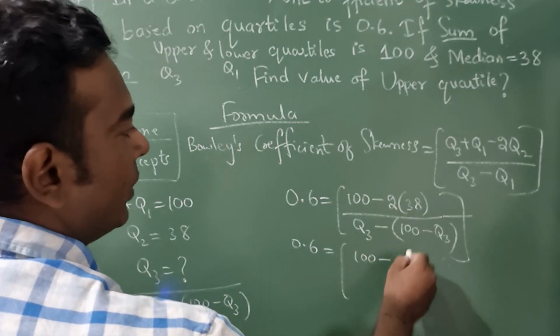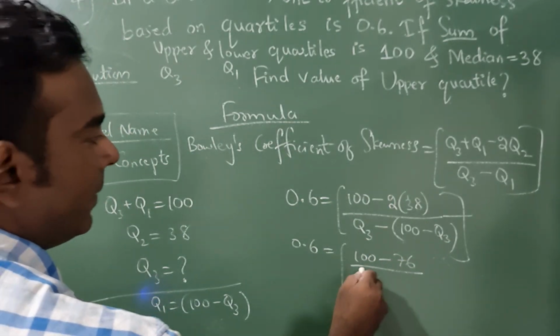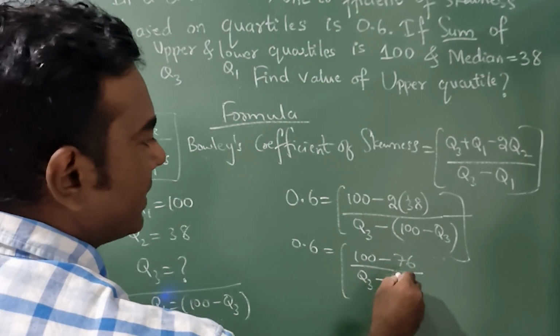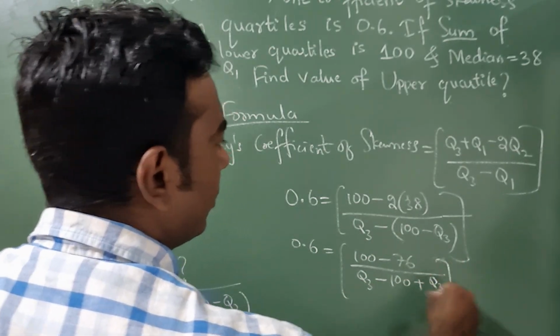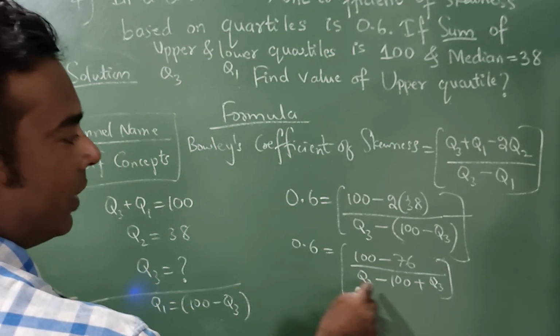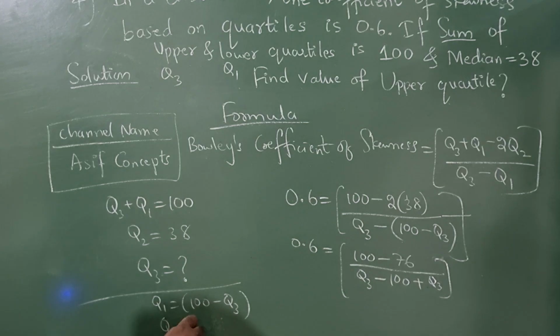100 minus 2 8s are 16. 1 2 3s are 6. It is 76 divided by Q3. Take this minus inside the bracket. Minus into minus is plus Q3. Fine. Now Q3 plus Q3. Q3 plus Q3 will become 2Q3.